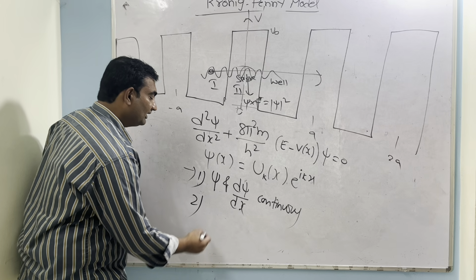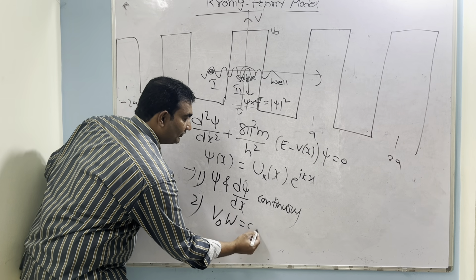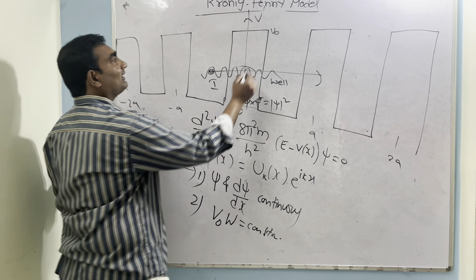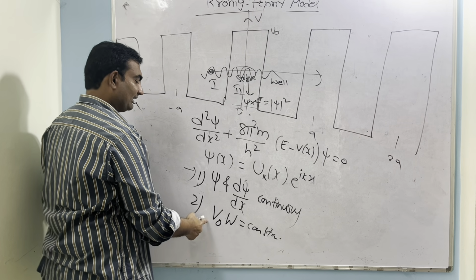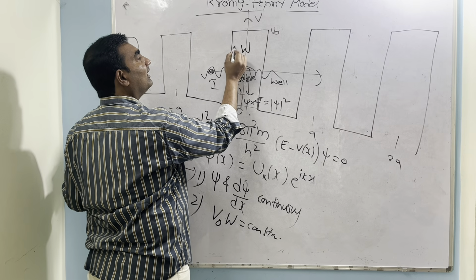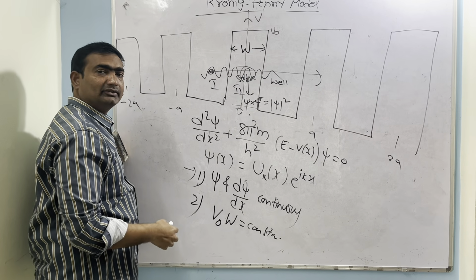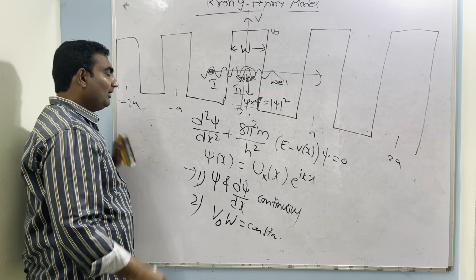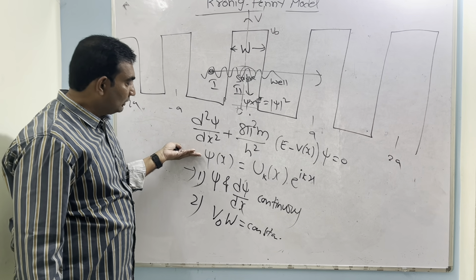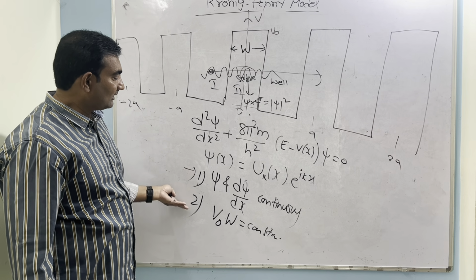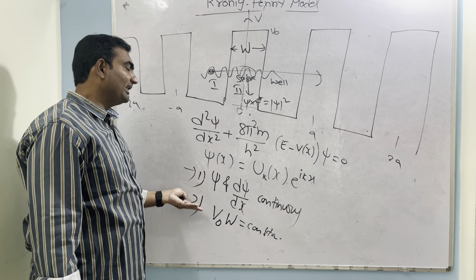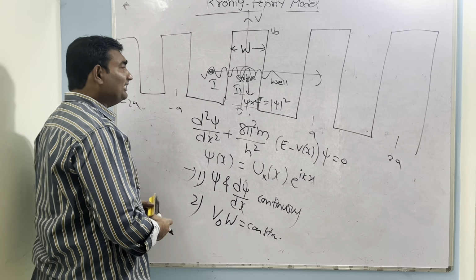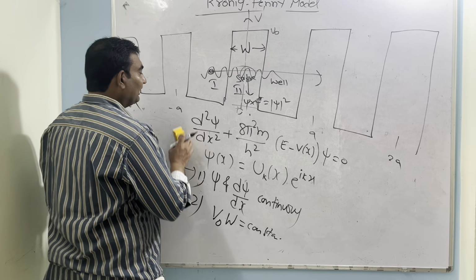And the second assumption they made is V naught into W is equal to constant. What is this V naught into W? Where V naught is the height of the potential barrier and W is the width of the potential barrier. So the product V naught into W is equal to constant. By taking this solution, and these two special conditions, psi and d psi by dx continuous functions and V naught into W equal to constant, they arrived at the following equation.